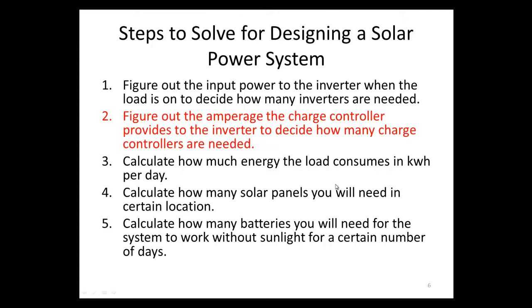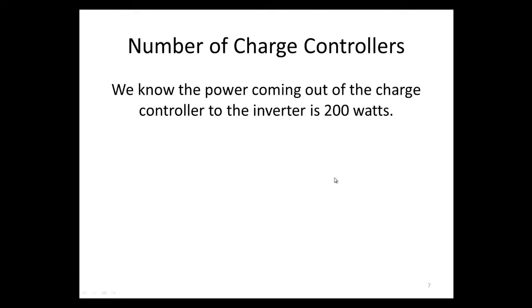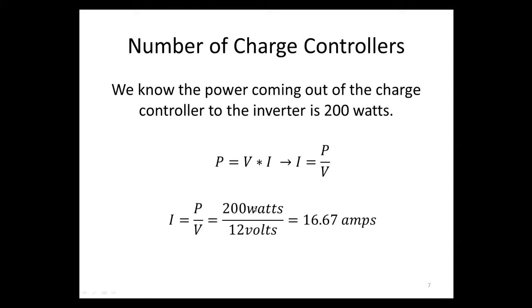Now step 2, we want to figure out the amperage the charge controller provides to the inverter to decide how many charge controllers are needed. We know the power coming out of the charge controller to the inverter is 200 watts. So we have to figure out what the current is, because the charge controller is rated with a current rating. If we remember that power equals voltage times amperage, we can again rearrange the equation for the unknown. That amperage equals power over voltage. And the power is 200 watts, and the voltage is 12 volts. So the amperage is 16.67 amps, coming from the charge controller and going to the inverter.